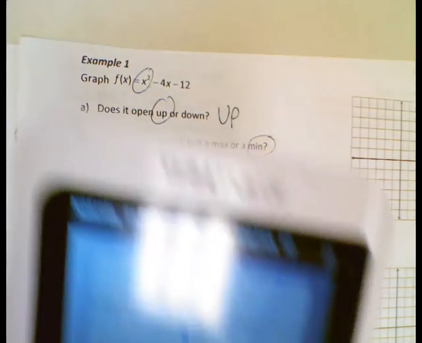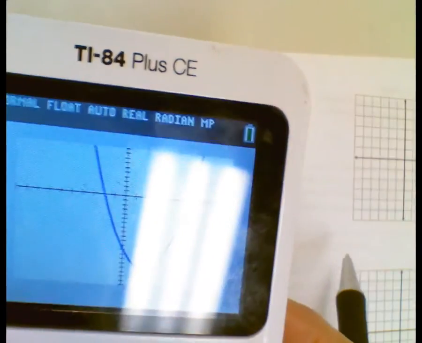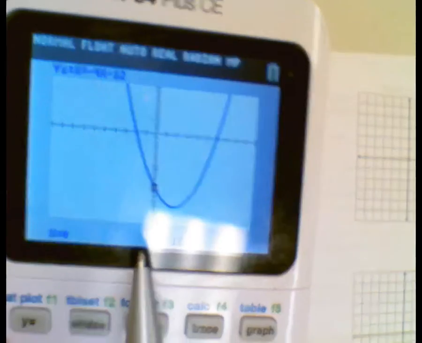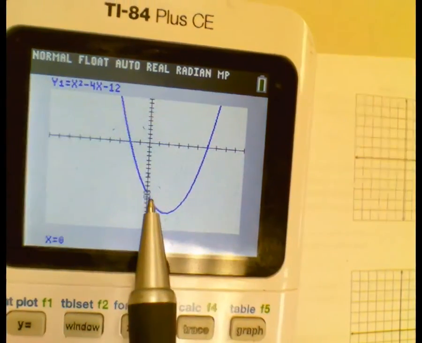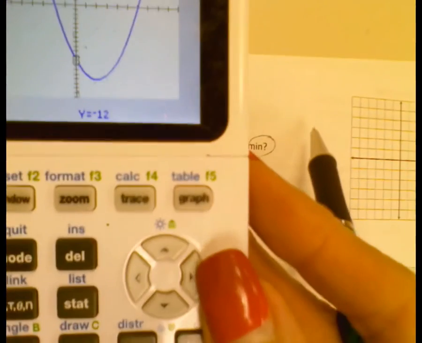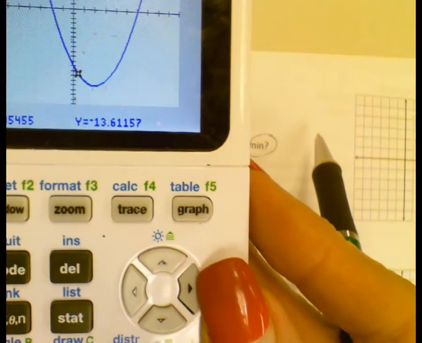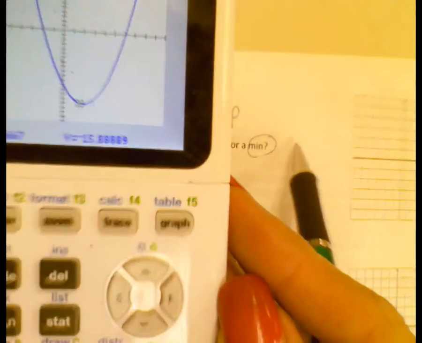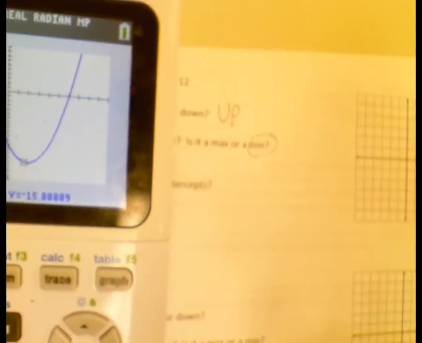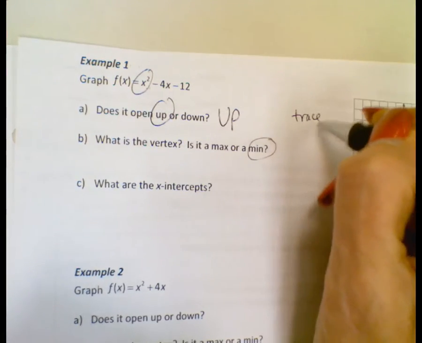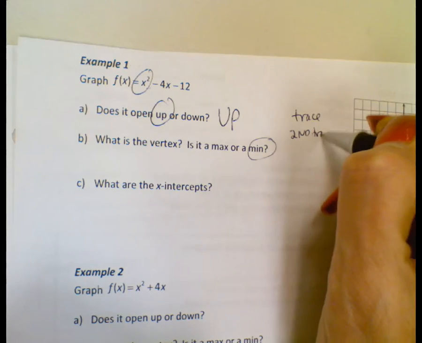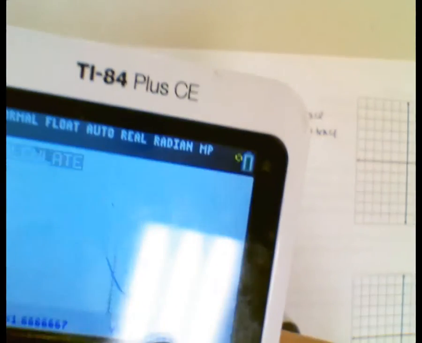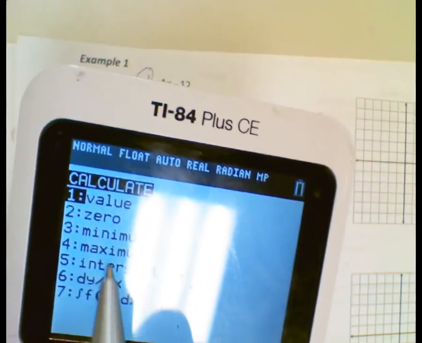Since that's a min, we can find that on our calculator. So press trace. Pressing trace puts this little spider on your calculator. We're going to move the spider using our right arrow till it's close to the turning point. Okay, then you always press trace first. Now we're going to press second trace, and you're going to see the word minimum. Well, that's what we want, number 3. So I'm just going to press number 3.